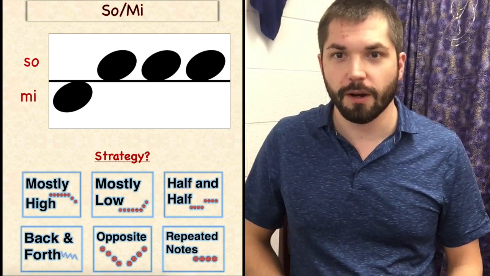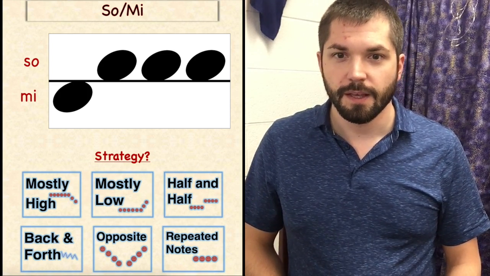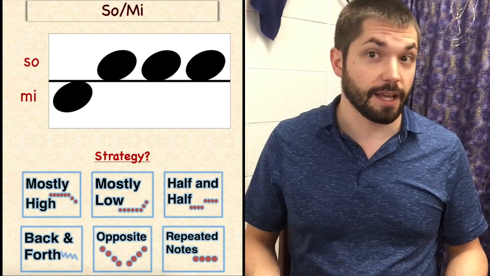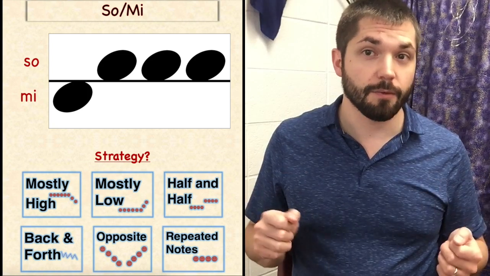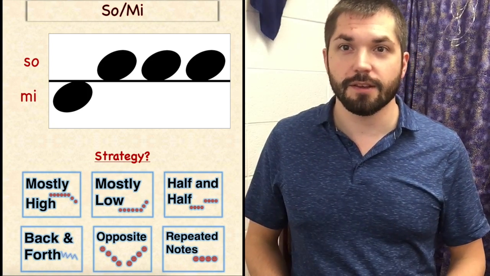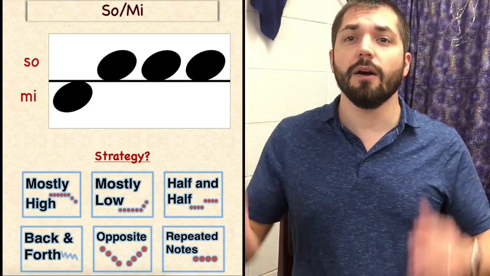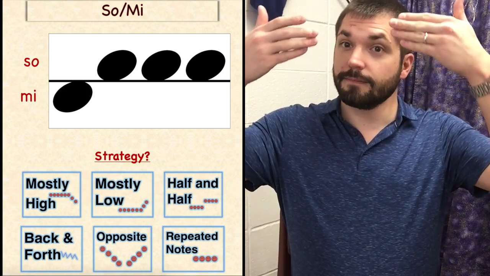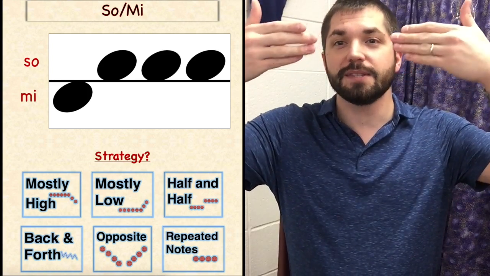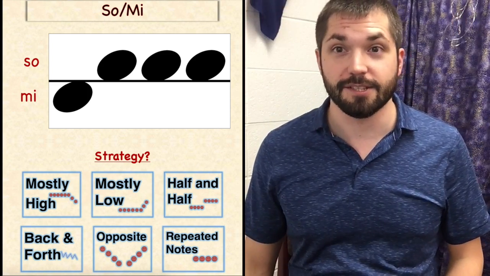Take a look at what we've got there. Look at the 4 notes. And it looks like the first one is low this time, so it's going to sound like me. But all the rest are high, so they're going to sound like so. Let's see if you can sing it yourself. Ready, go. Did you sound like me, so, so, so? If you did, great job.